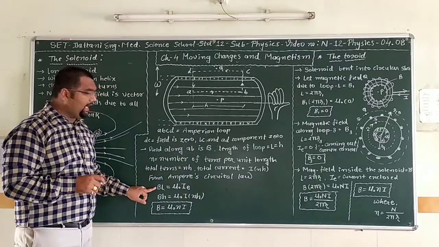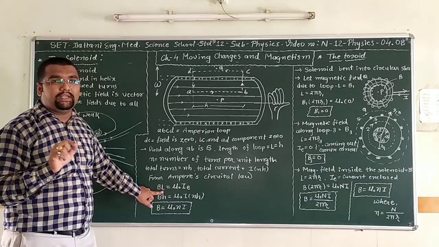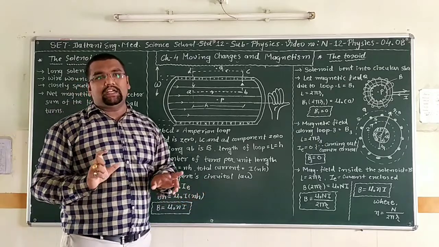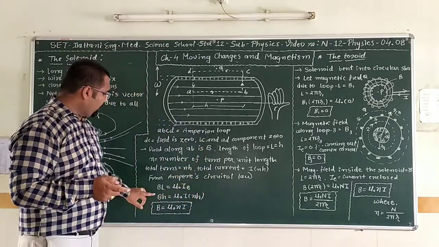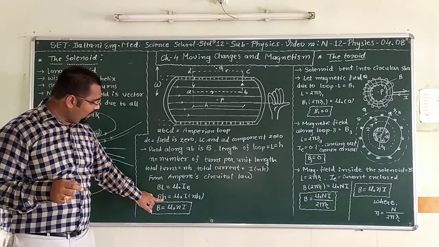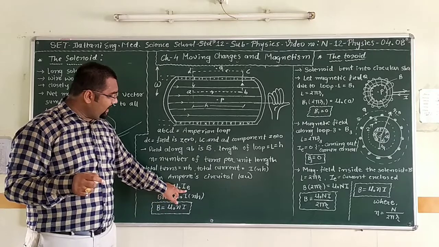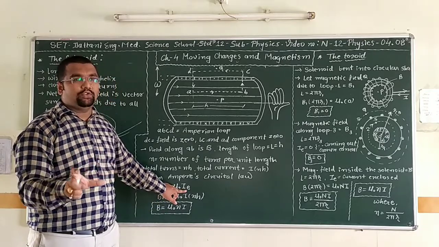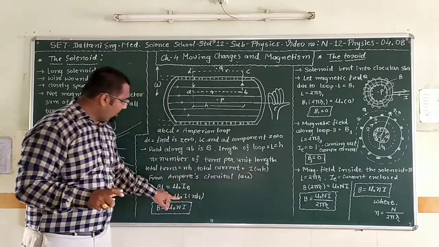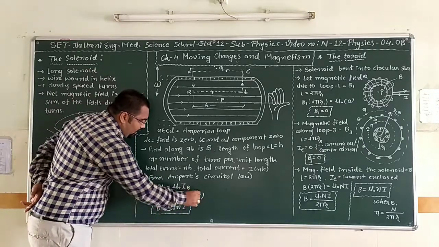So B dot dl. The integration of dl is the total length, which we have taken as capital L, equal to mu 0 into I_t. I_t is the current enclosed by the loop. For the length of the loop, we have taken L equal to h, so we have replaced L with h. Now mu 0 I_t is the total current enclosed by the loop, so I_t equals n h times I. So we have written here n, I and h. The h and h will be cancelled over here.